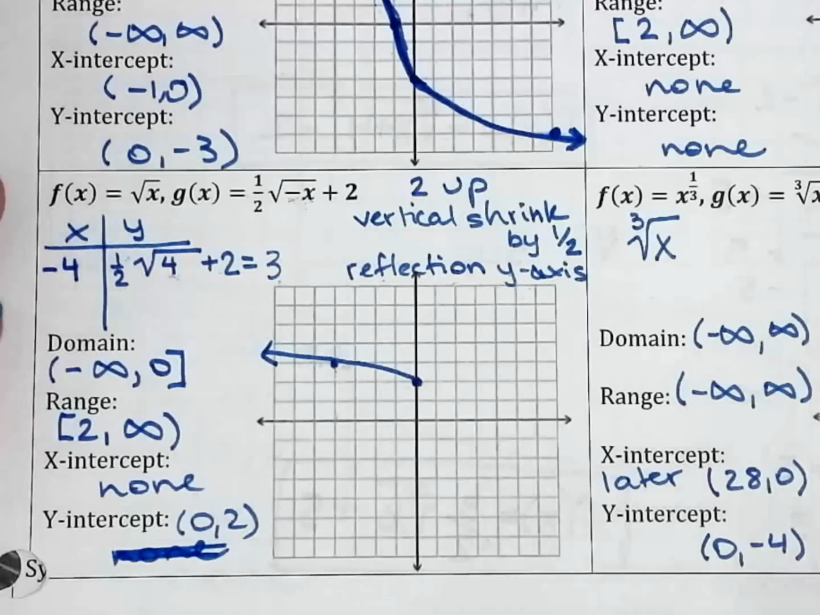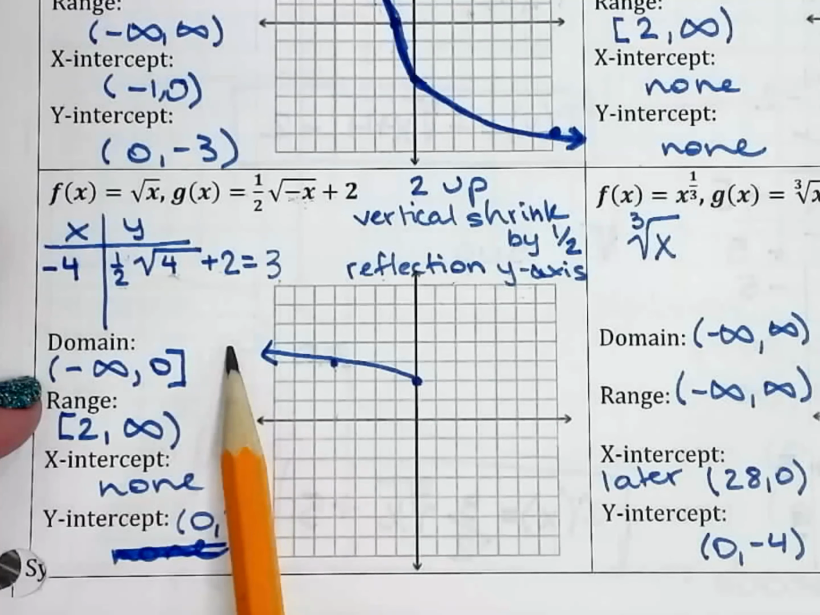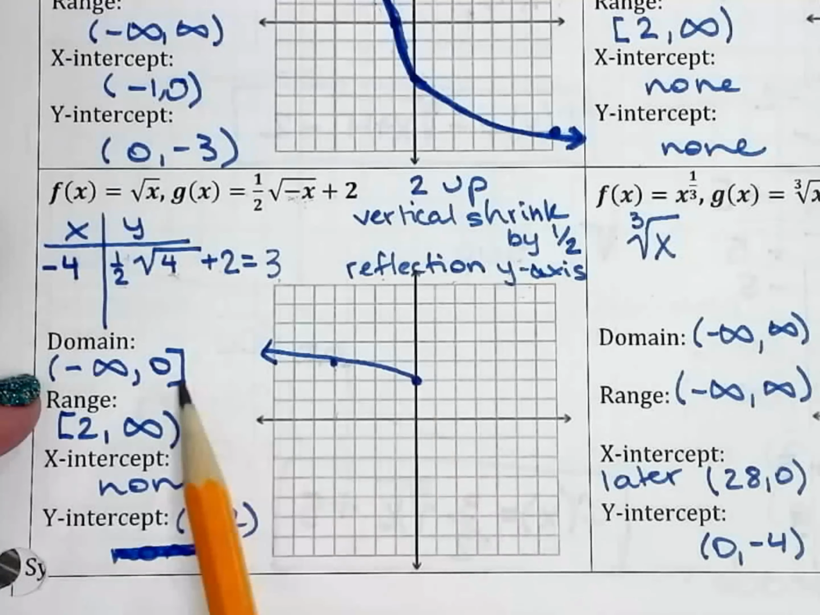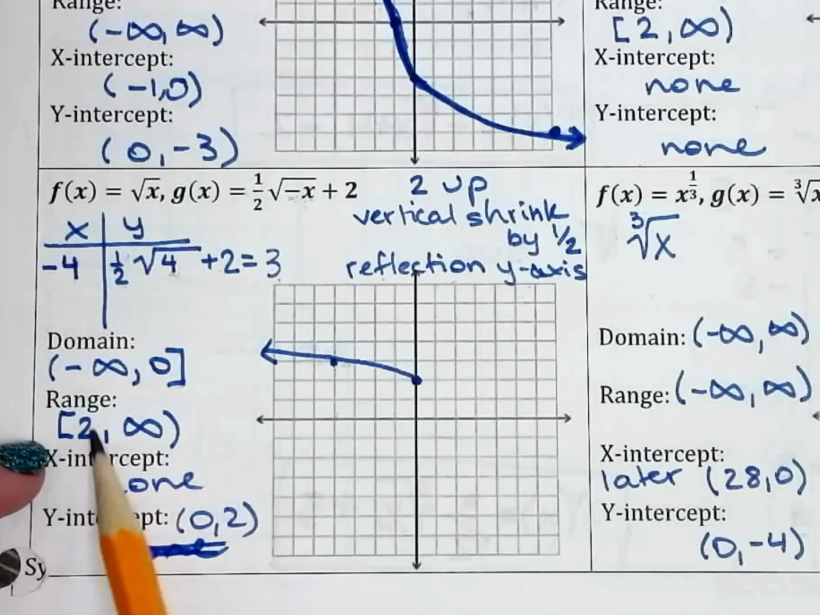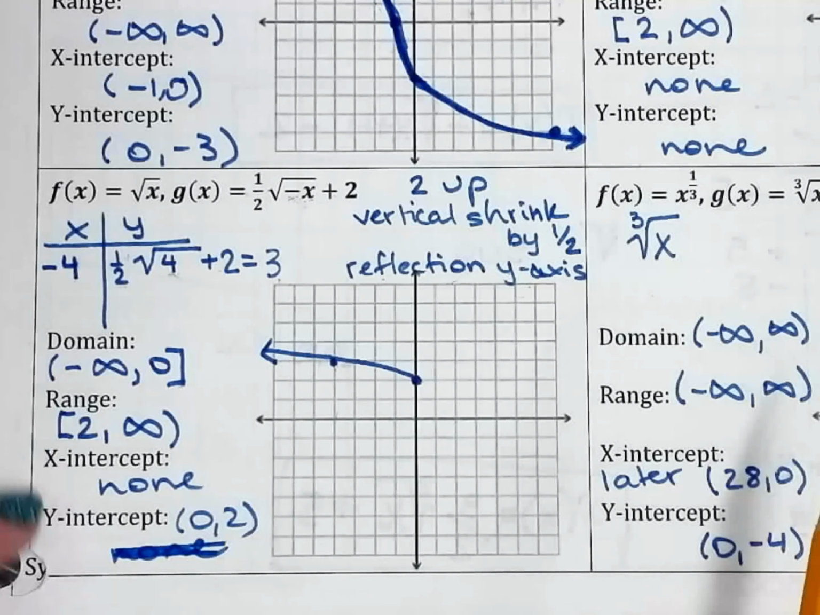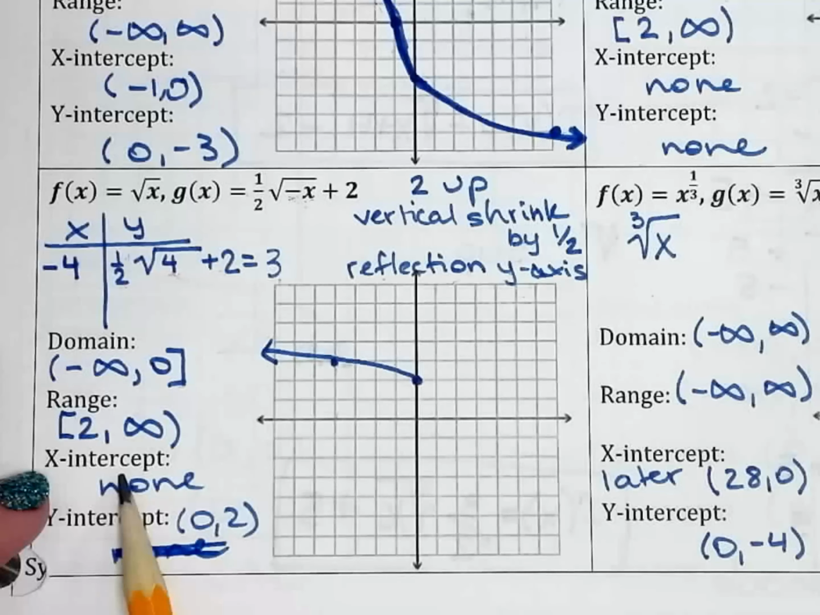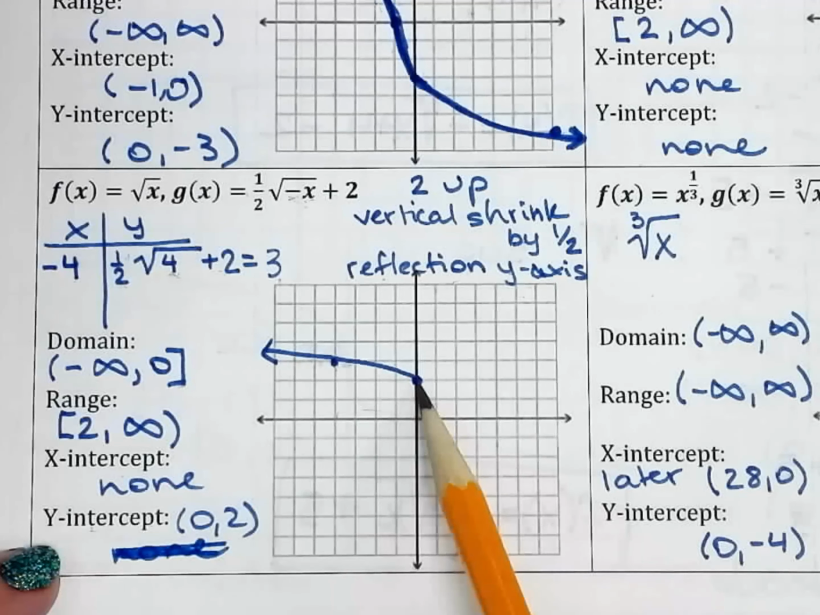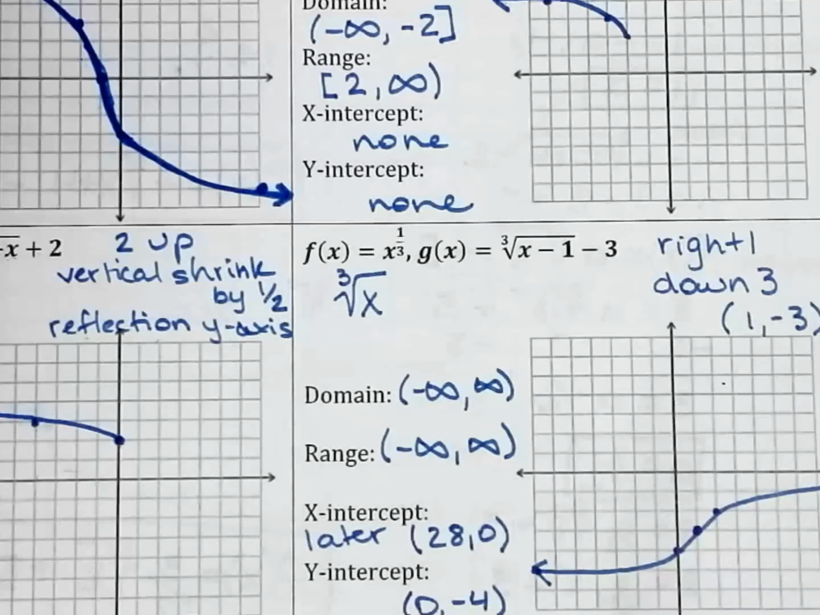Boom, right there. So then the domain is from -infinity all the way up to 0, and that's inclusive. That's why we have a bracket there. And then the range starts at 2 and goes all the way up toward +infinity. We don't have an x-intercept, but we do have the y-intercept, and the y-intercept is right there at (0, 2).